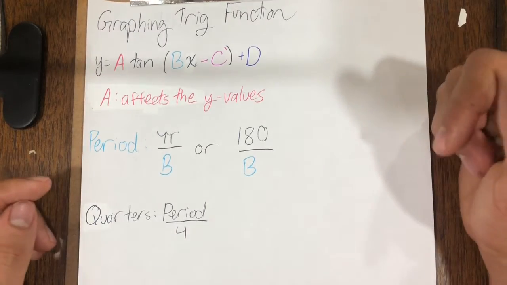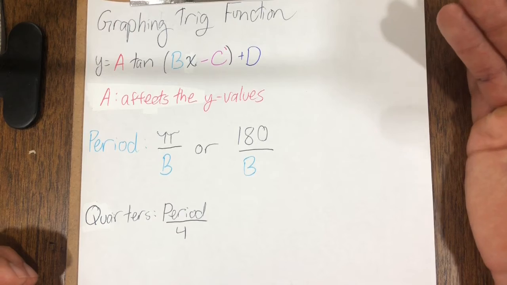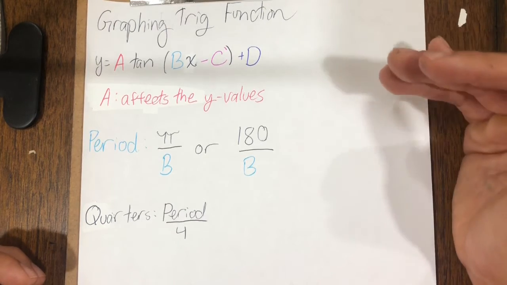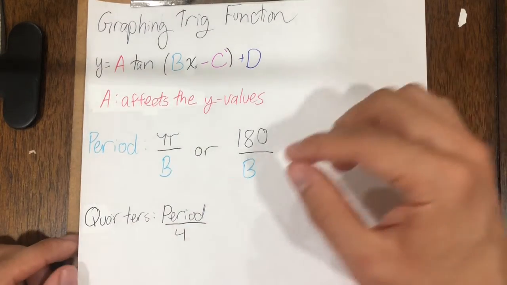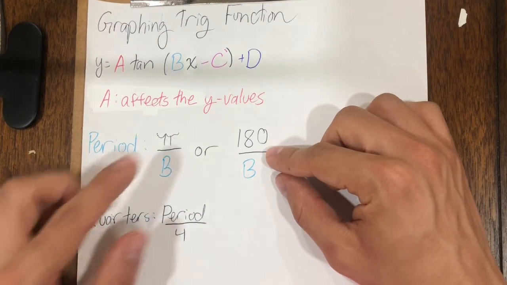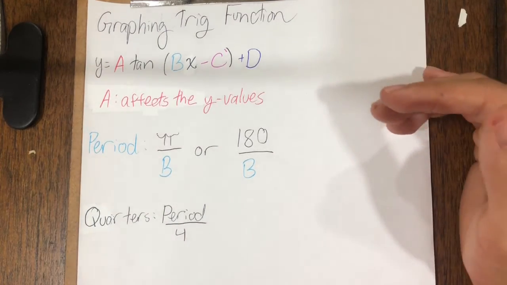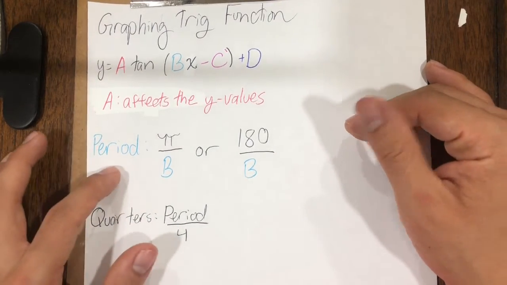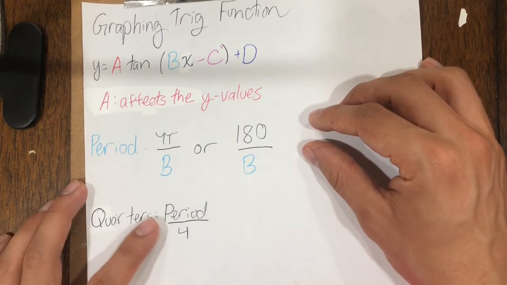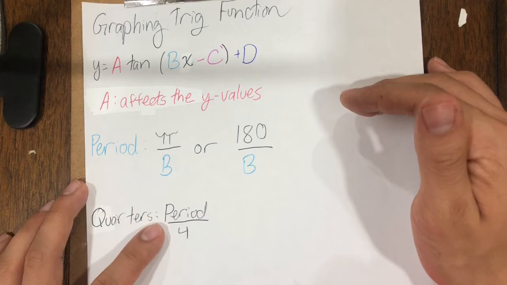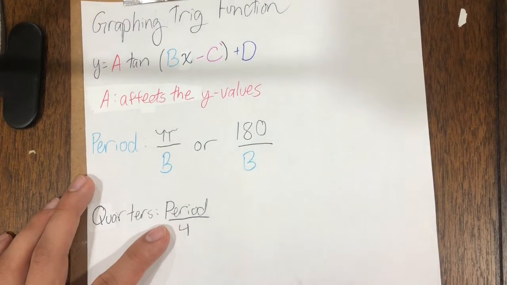Now the period for the original graph of tangent is 180 degrees. So if we're given a number for b, we're going to take 180 degrees or pi and divide that by b. But remember, if we calculate the period, we also have to calculate the quarters. So we take whatever period we found and divide it by 4 to figure out how to go from one x value to the next.